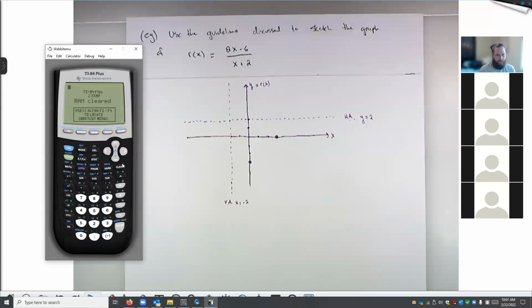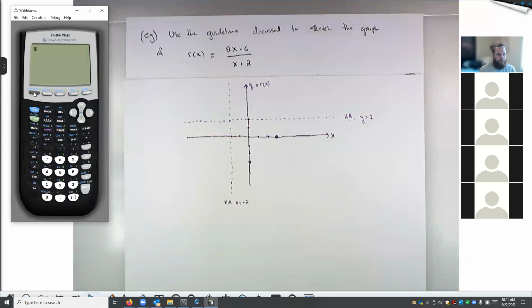Let me do this in a good spirit here. I'm going to type y1 equals. Make sure you put the top and bottom in parentheses. Number one graphing calculator mistake in general is insufficient parentheses. So top and bottom of the fraction go in parentheses. Parentheses 2x minus 6 close parentheses divided by open parentheses x plus 2 close parentheses.